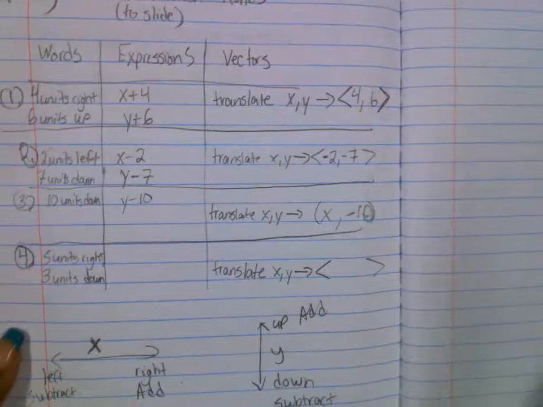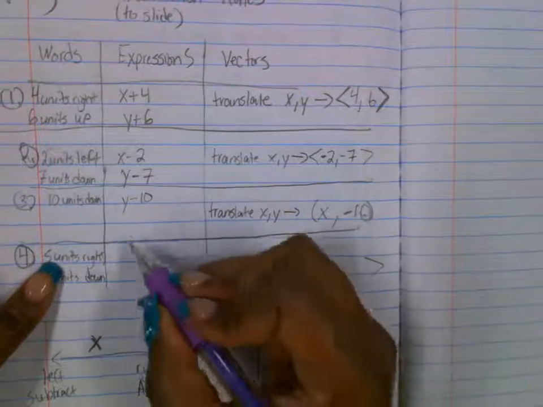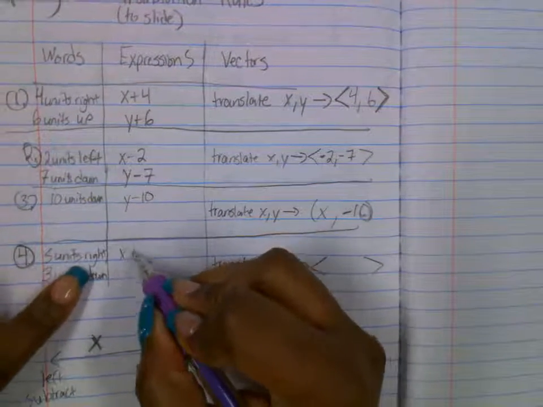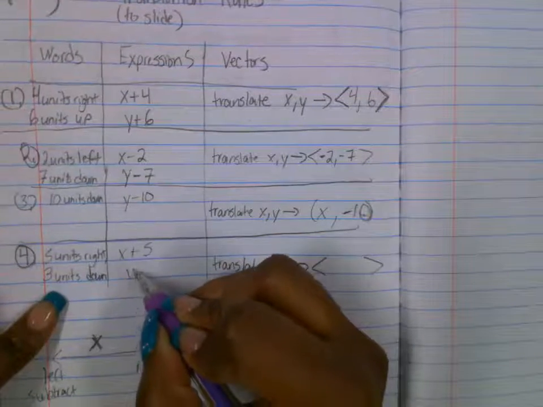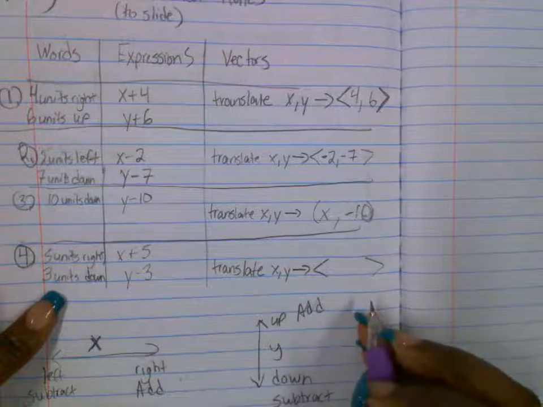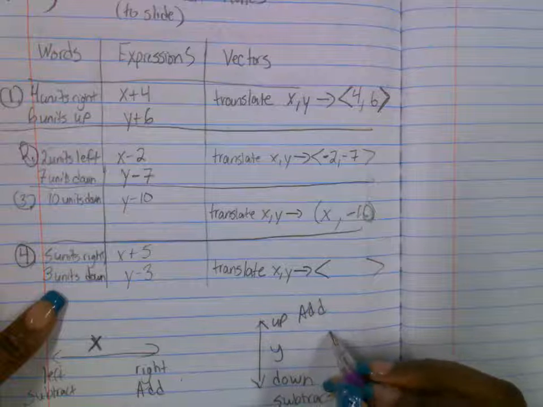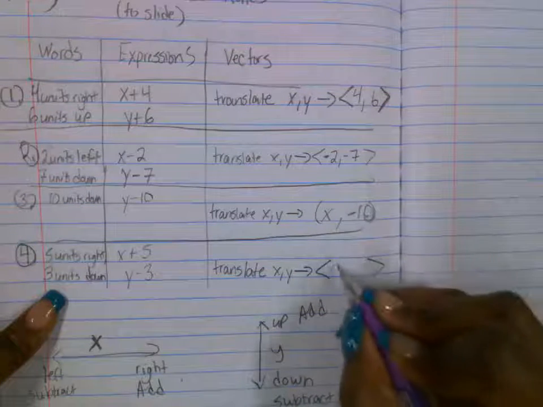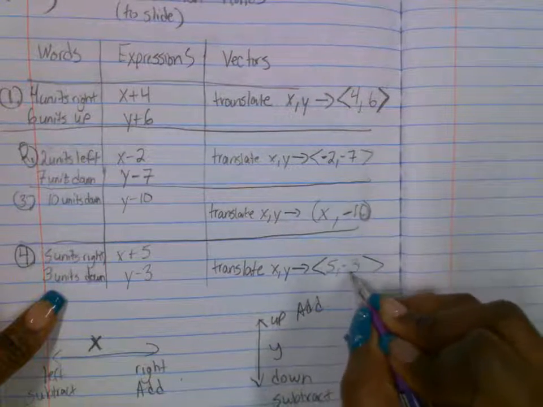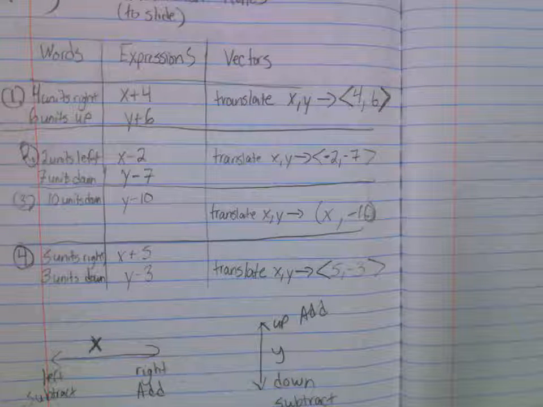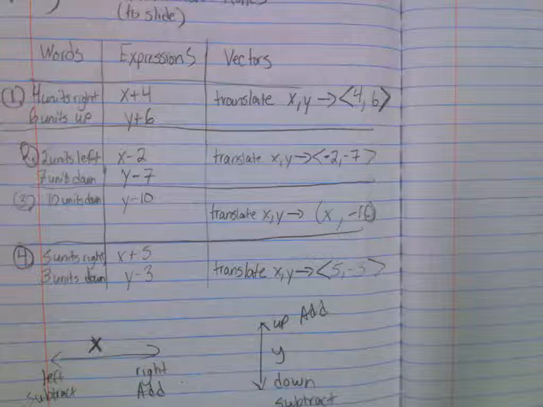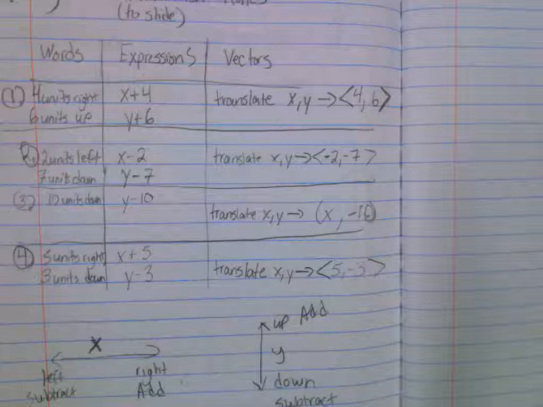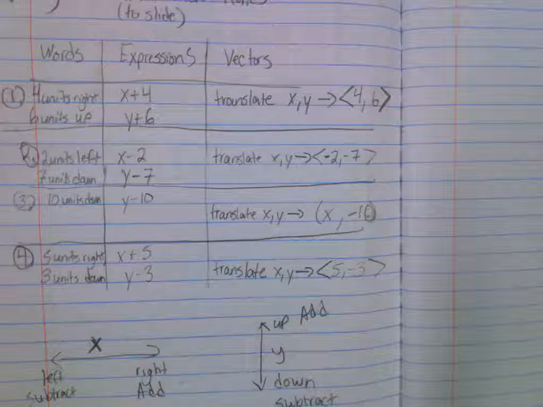All right, number 4. This is going to be x plus 5. This is going to be y minus 3. What's the vector going to be for this then? Very good. Any questions about that? Does everybody have that copy? You don't? Okay. Pause real quickly.